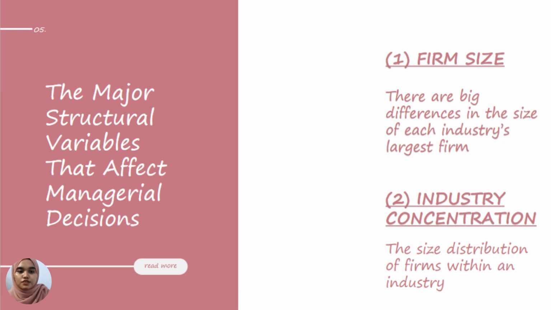Next, the major structural variables that affect managerial decisions. The first thing is firm size. There are big differences in the size of each industry's largest firm. The relative position of a large firm can change over time.